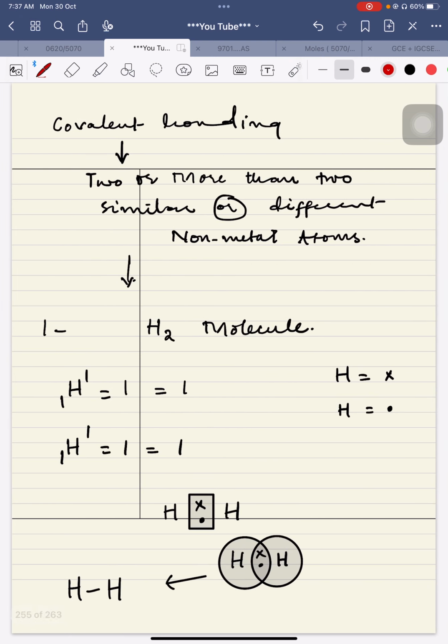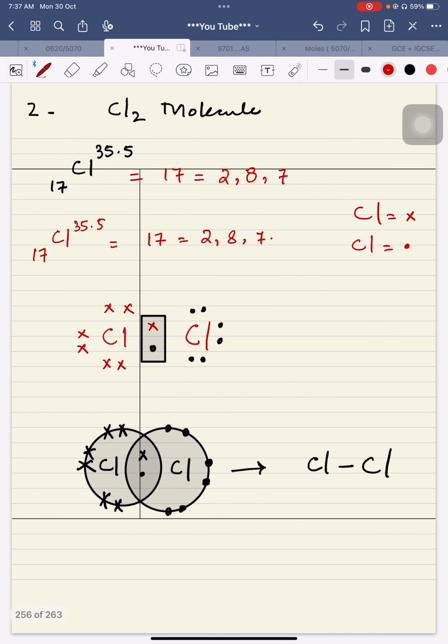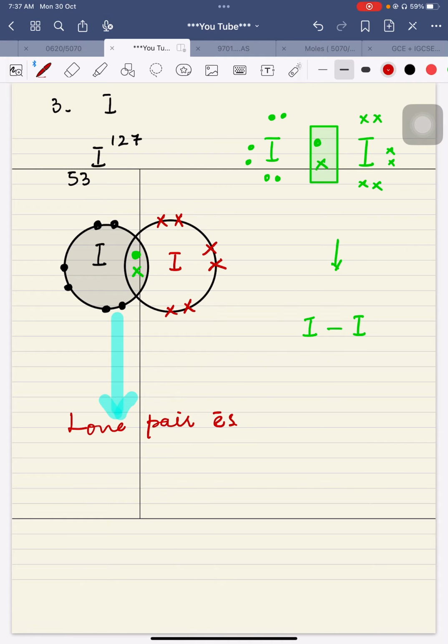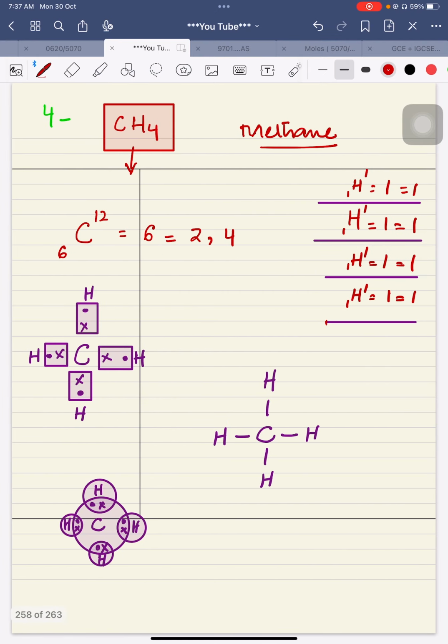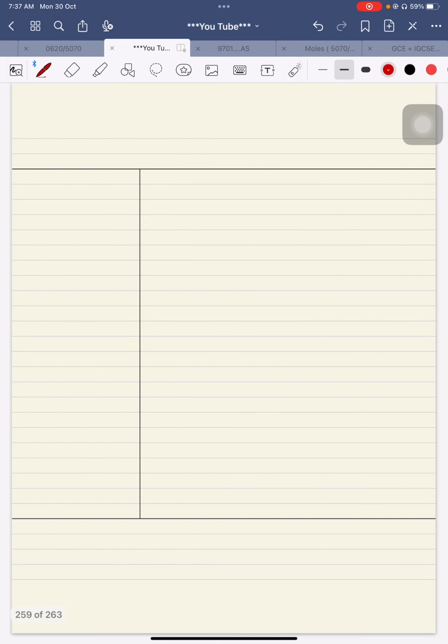We have done a few examples of covalent bonding in the previous video. These are the pages related to the previous video, in which we did the hydrogen molecule, then the chlorine molecule, and the iodine molecule, I2. Then this was CH4, the first compound of covalently bonded structure. Now I am taking you to the next one, number 5.